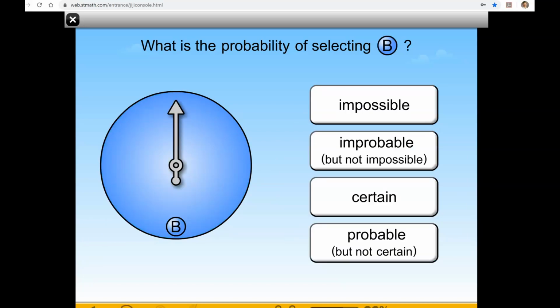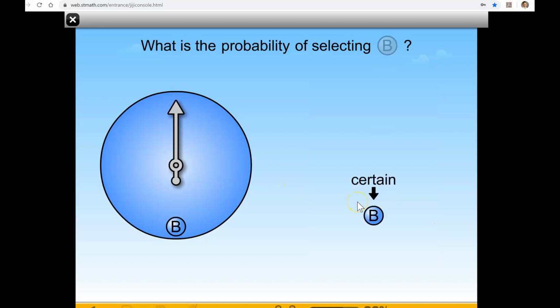As you move along, the questions actually might start to offer you more than 1 or 2 options. So what's the probability of selecting B? As you see, you can go along the continuum of impossible, improbable, certain, or probable. This one is definitely certain because there's nothing but B there. If there was one little sliver of something else, then it would be probable.